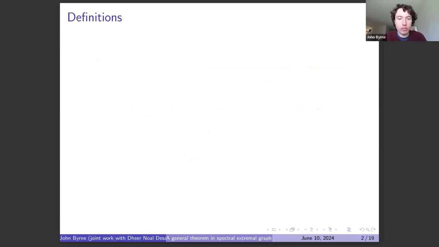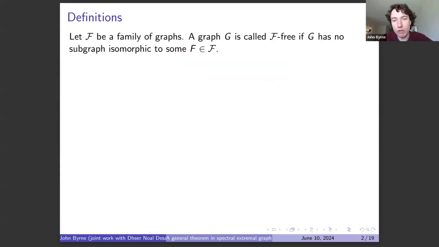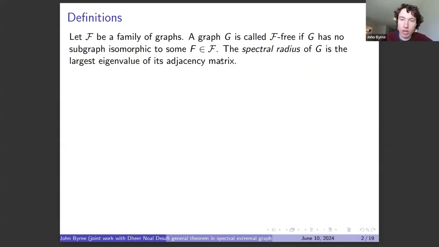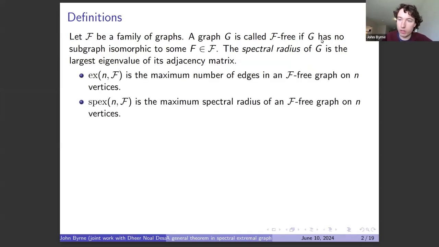So I'll start with some basic definitions. If F is some family of graphs, then we call a graph G F-free if G has no subgraph isomorphic to some graph in this forbidden family. And I'll speak often of the spectral radius of the graph. Just to make sure I'm clear, the spectral radius of G is the largest eigenvalue of the graph's adjacency matrix.